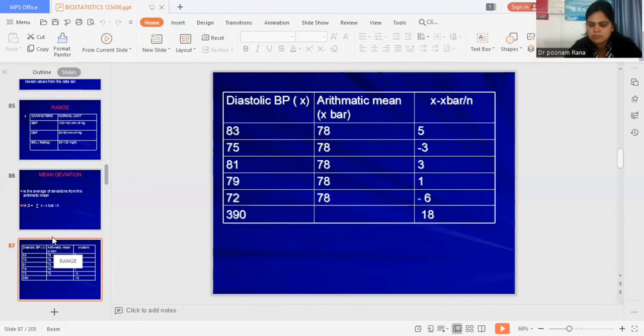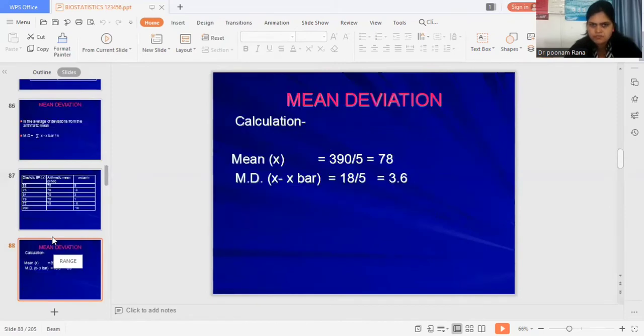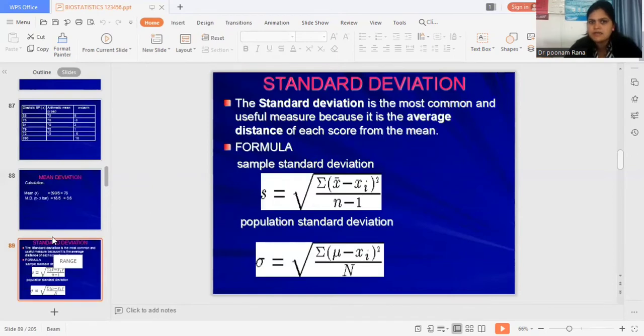This is just an example. This is how to calculate the mean deviation by the given formula. Then comes standard deviation. Standard deviation is the most common and useful measure because it is the average distance of each score from the mean.